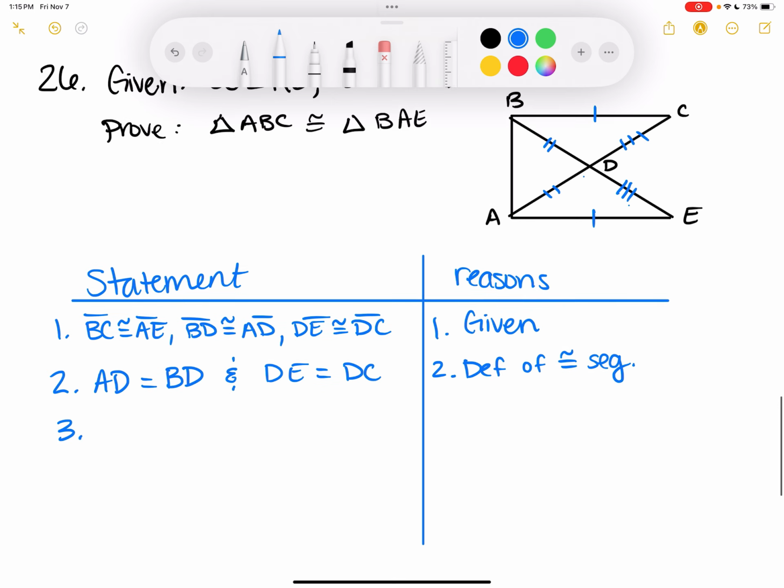How about that BD plus DE has to be equal to this because both of the pieces are congruent. I have that there's a congruent here, and I have that these are congruent, so if I add them together, then I can say that they're equal to each other. So BD plus DE is equal to AD plus DC. And I can do that with addition.